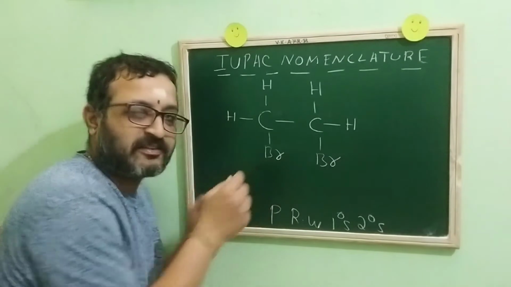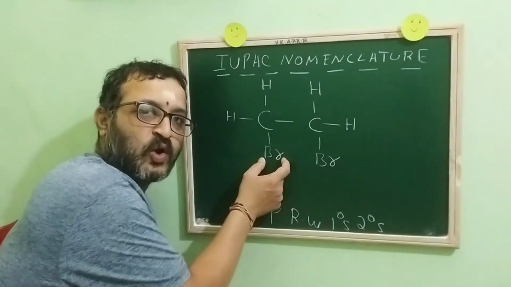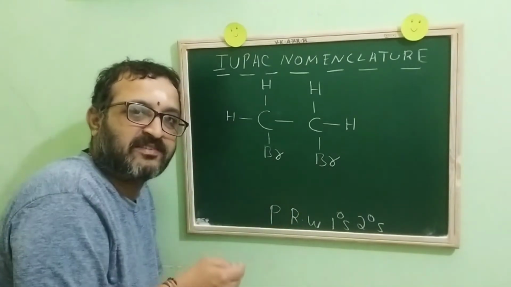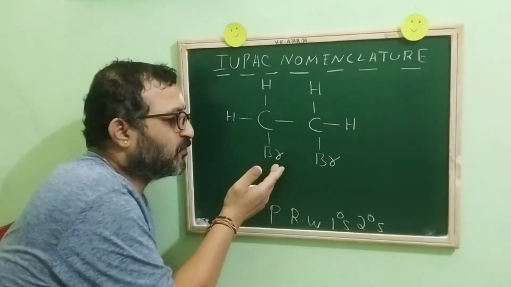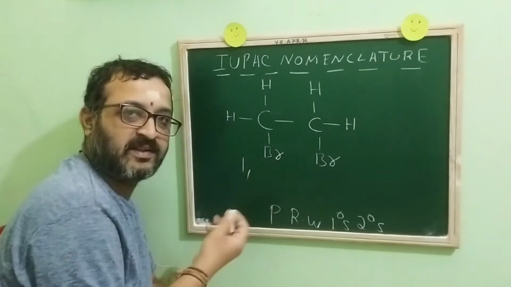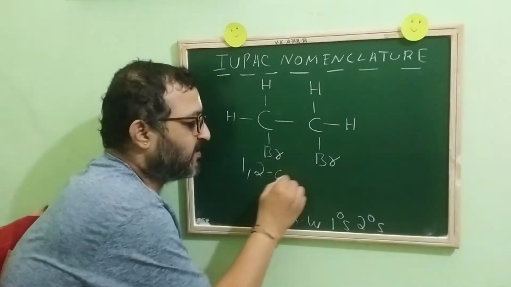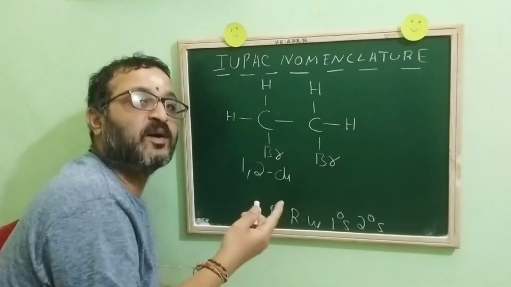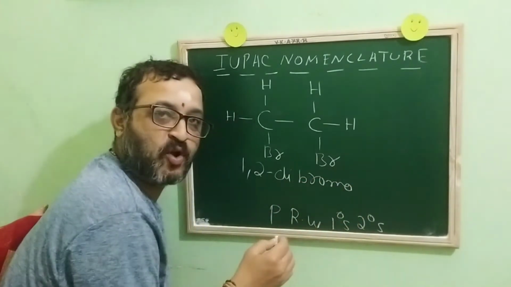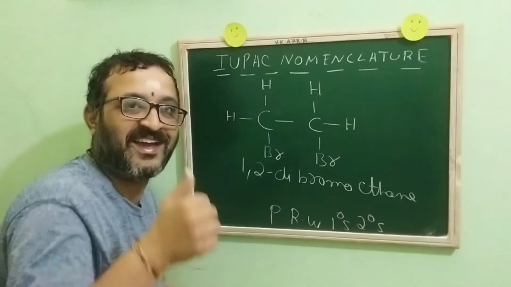Children, we have done a small variation in the compound. Instead of chloro, we have replaced it with what? Bromo. When we replace the prefix from chloro to bromo, the name of the compound will be what, children? It's the same. 1 comma 2 what? Instead of chloro, we have bromo. That is 1 comma 2 dibromo ethane. Right?